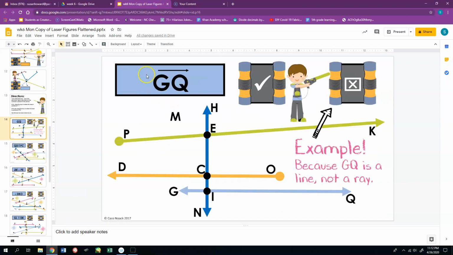Okay, so we look in the box and we see ray GQ. I go down to the line and I'm looking for ray GQ. Now I can see that GQ is not a ray, but it is a line. IQ would be the ray that they're talking about. So this is not correct. And so the boy is pointing at the X.